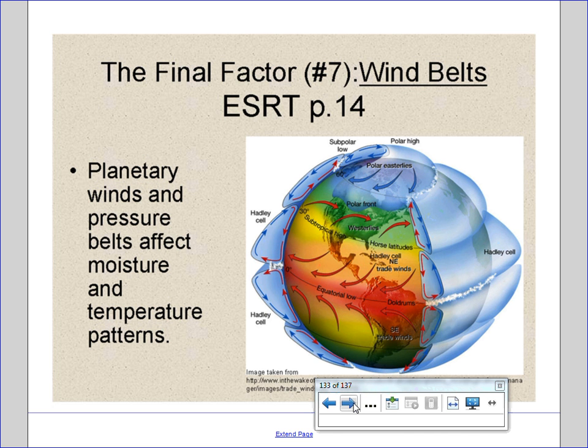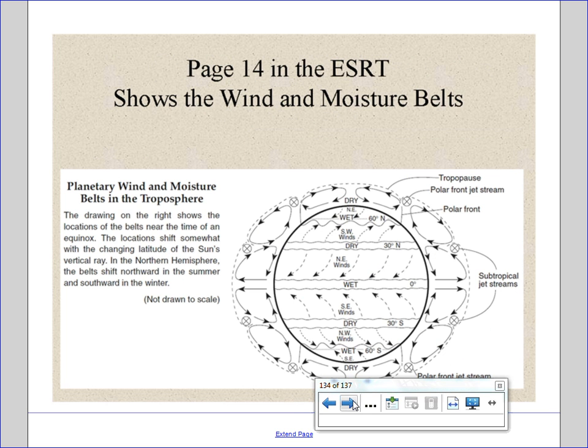And here is now the final factor, number 7, the wind belts, which again we already did a lab with this, right? But it does influence the weather, the climate over a long period of time. So remember, as we're talking about climate here, we keep talking about weather, but it's just over a large period of time. And the wind belts have a huge effect on that.